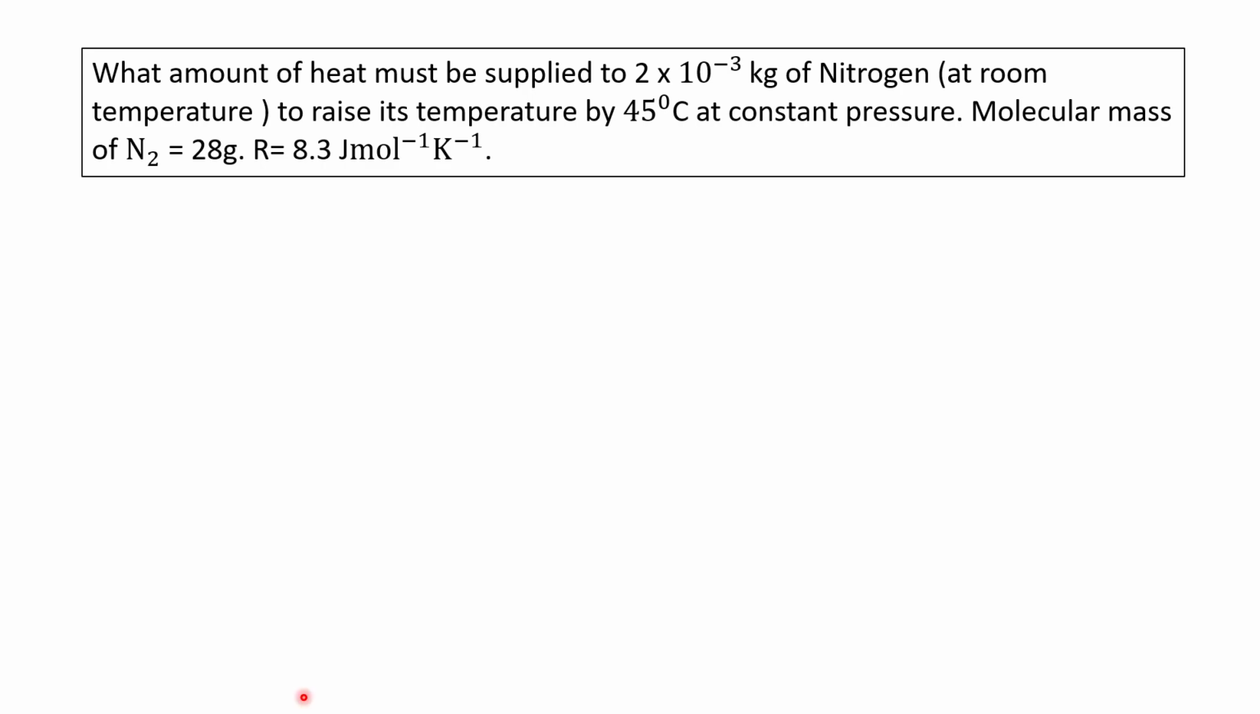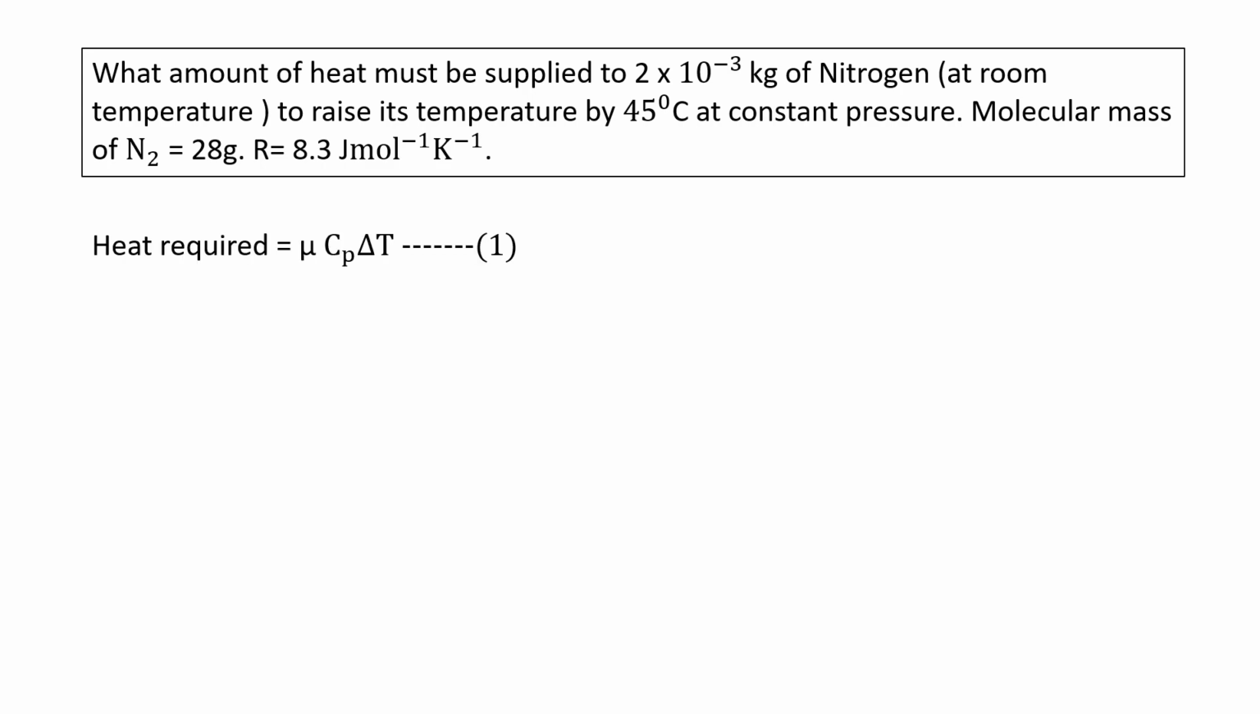What amount of heat must be supplied to 2 × 10^-3 kilogram of nitrogen at room temperature to raise its temperature by 45 degrees Celsius at constant pressure? Given molar mass of nitrogen 28 gram and the value of universal gas constant R is 8.3 joule mole^-1 Kelvin^-1.